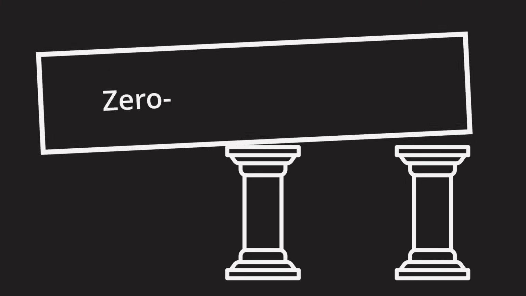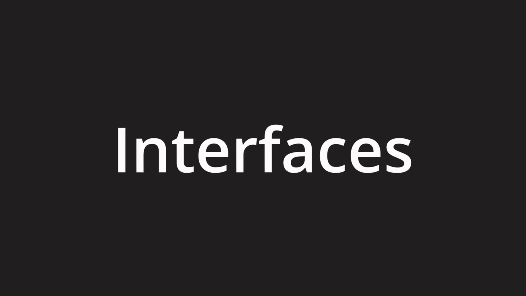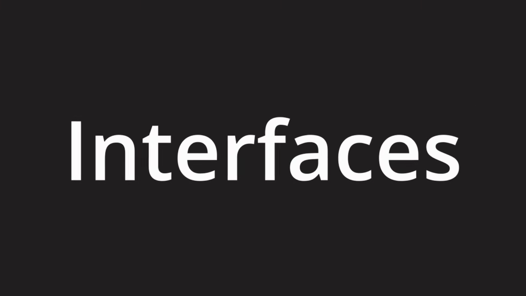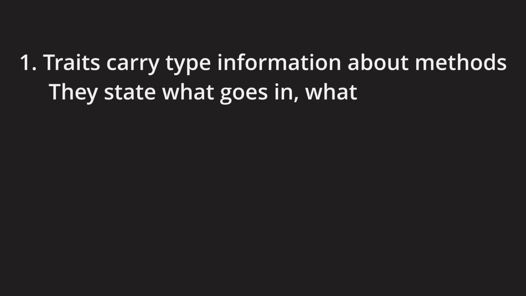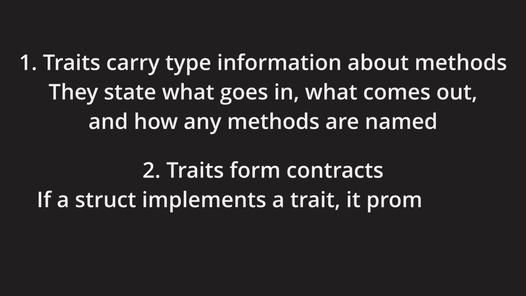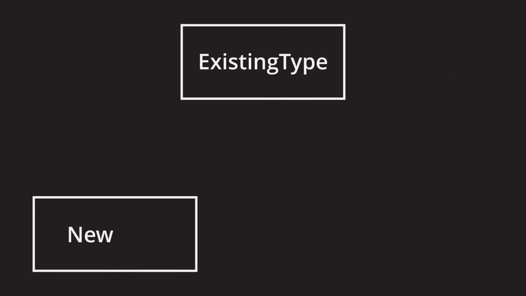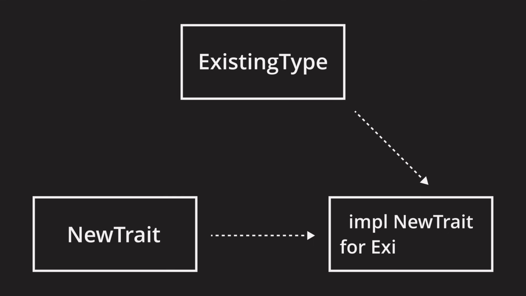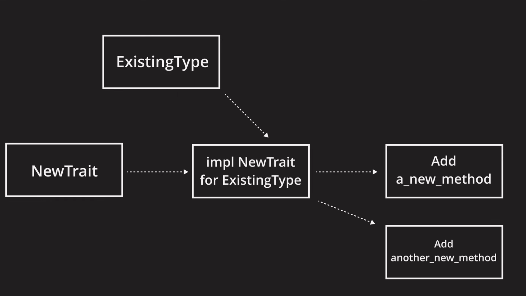One of the pillars of zero-cost abstractions in Rust are traits. They are Rust's version of interfaces in other languages, and thus a form of abstraction. These traits mainly do two things. First, they carry type information about methods, because they state what goes in, what comes out, and how any methods are named. And second, they form contracts, because if a struct implements a trait, it promises to fulfill the contract behind it. Rust even allows us to define new traits and implement them for already existing types. This basically gives Rust the power of extension methods, known from other programming languages.